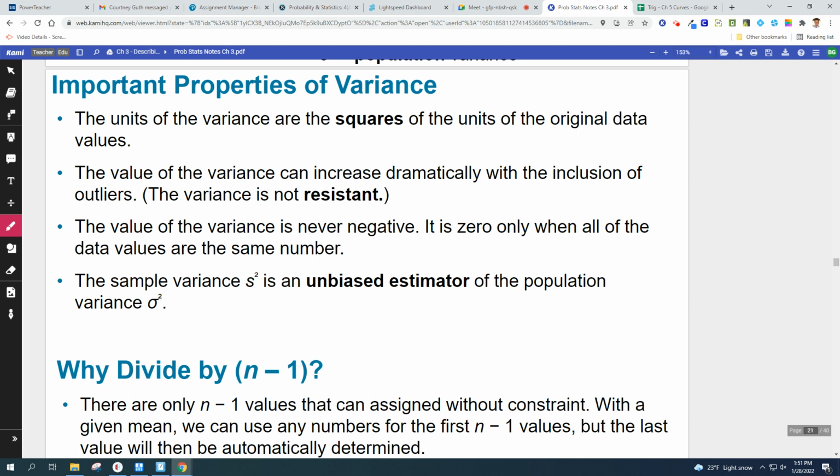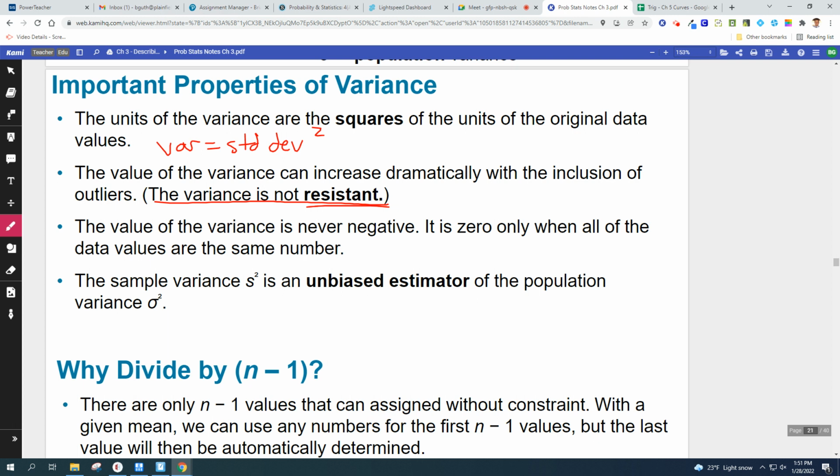Important properties of variance. The units of variance are the squares of the units of the original data value. And that should make sense because variance is equal to the standard deviation squared. And so, of course, the units are squared. We're talking about inches squared instead of just inches. The value of the variance can increase dramatically with the inclusion of outliers. This variance is not resistant. So here's that word again. We've seen that several times in the last two lessons. Resistant is talking about how much outliers affect it. Okay. Not resistant means that outliers really greatly affect that number.